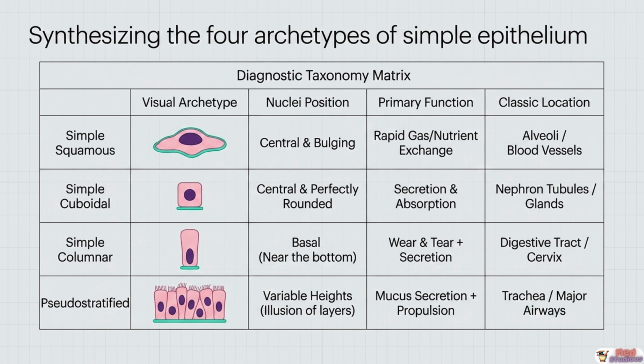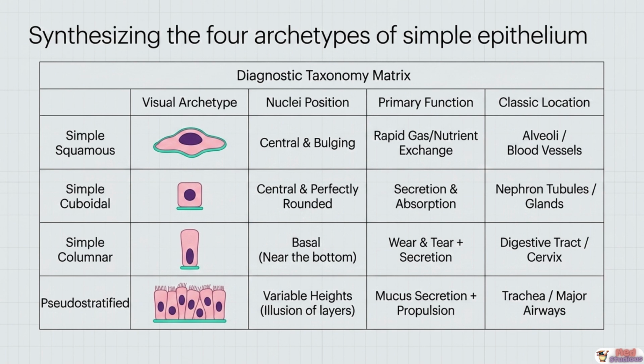Simple cuboidal, look for cube-shaped cells, equal in height and width, with central and perfectly rounded nuclei. Function: secretion and absorption. Classic locations: nephron tubules, salivary gland ducts, thyroid follicles. Simple columnar, look for tall, rectangular cells, taller than they are wide, with oval nuclei pushed down toward the base. May contain pale goblet cells. Function: wear resistance, secretion, and absorption. Classic locations: digestive tract and cervix.